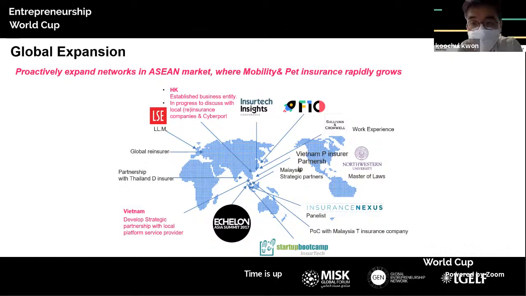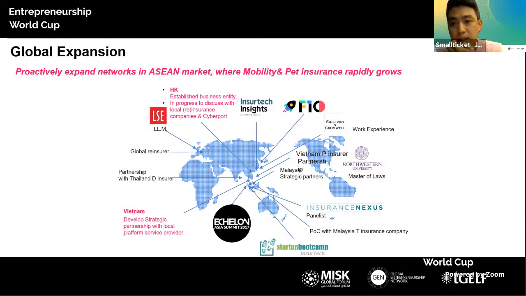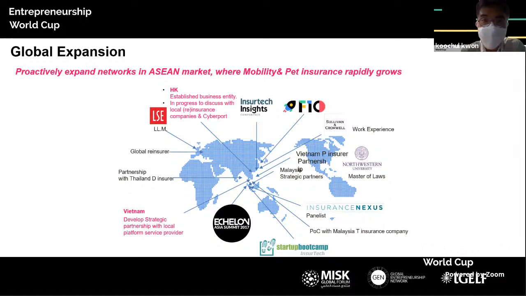Hi, Jake. How can insurance companies cover multiple transportation vehicles? Sorry, again, please. How can the insurance companies cover various transportation vehicles like motorbike and bicycle and car? Okay.